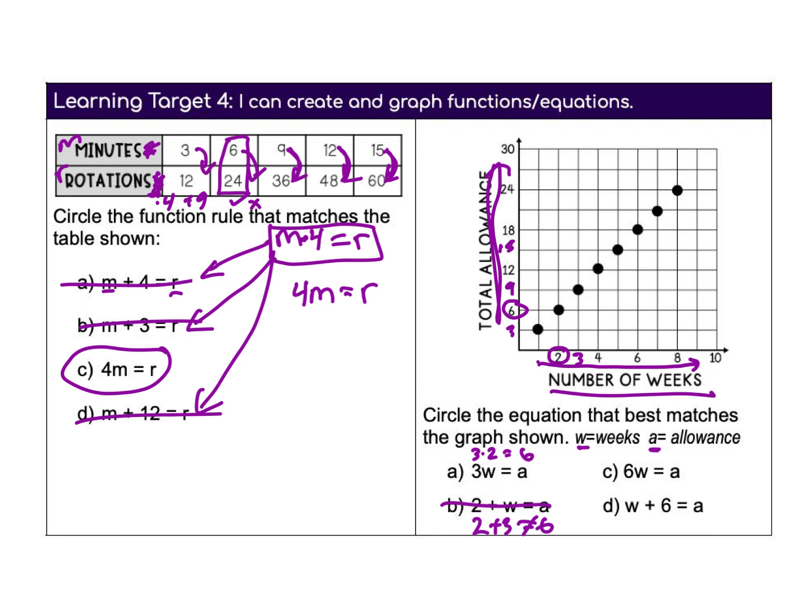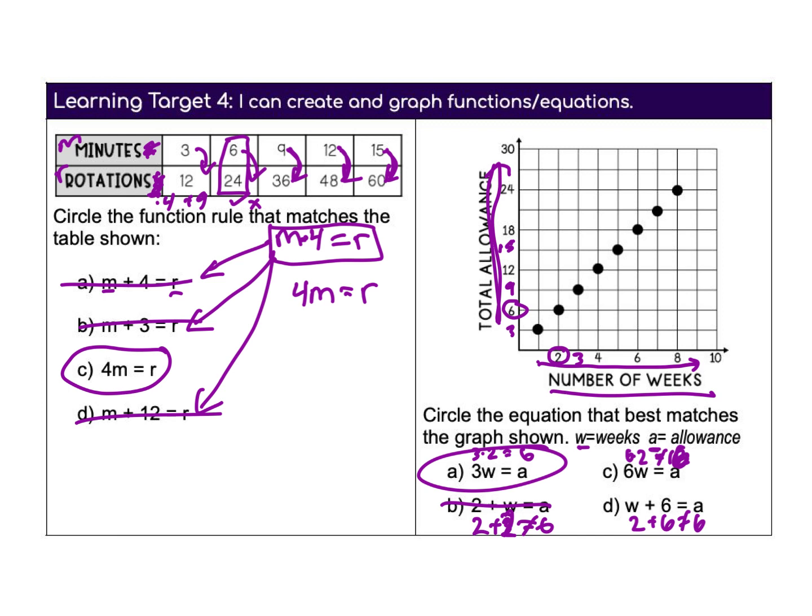We can plug in 2 here. I made a mistake here, 2 plus 2, but that still doesn't equal 6. Okay, 6 times 2 does not equal 6, it equals 12. So I should say doesn't equal 6, and then I've got 2 plus 6, that does not equal 6. So this one is my only option.